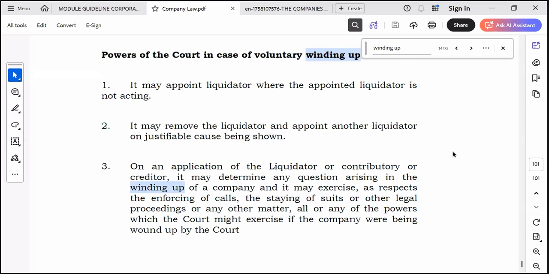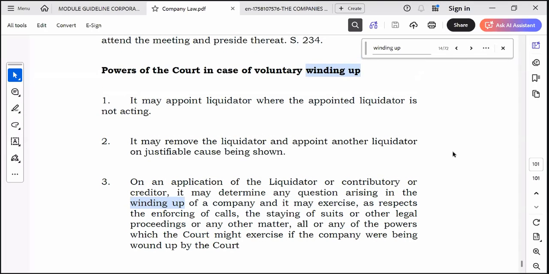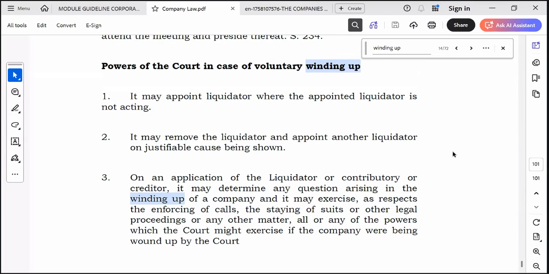So like voluntary or like compulsory winding up, you will see sometimes the court will have power. The company goes to file and says, okay, please, we have agreed to wind up the company. Court, can you appoint a liquidator?